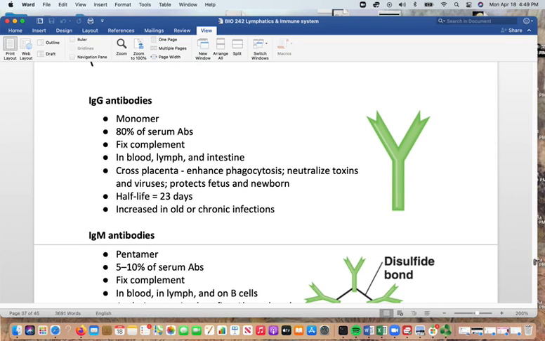So your IgG antibodies, they're a monomer, they're 80% of the serum antibody. They're able to fix complement, found in the blood, lymph, and intestines. This one is able to cross the placenta. This allows it to enhance phagocytosis, neutralize toxins and viruses, and protect the fetus and newborn. The half-life is about 23 days. So it can be increased in old or chronic infections.